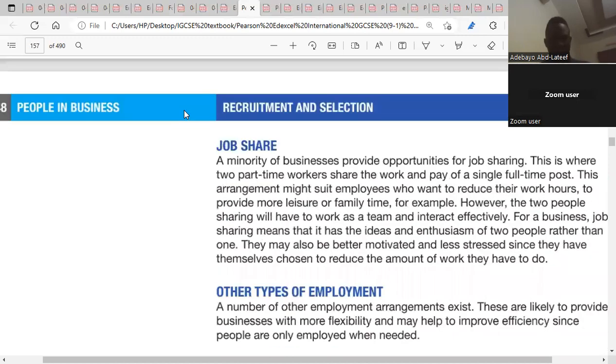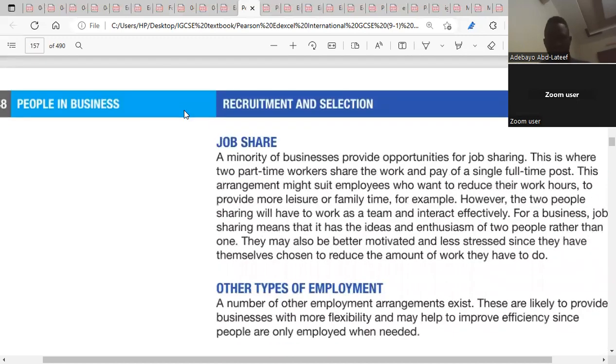The third one is job share. When you talk about job share, it means you and a colleague take the same job, and you share the pay. You're going to share the role, and perform the job that belongs to just one person, and you share the pay together.